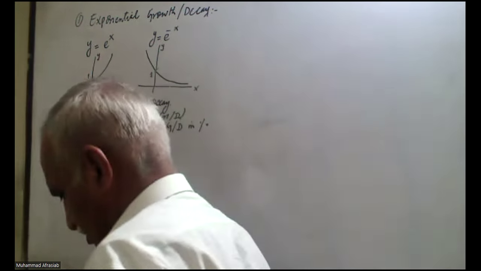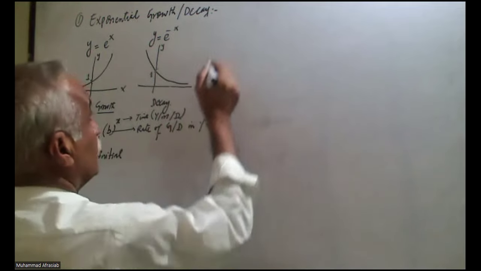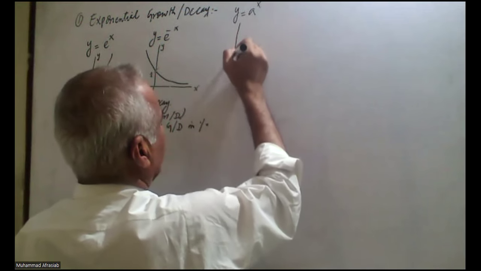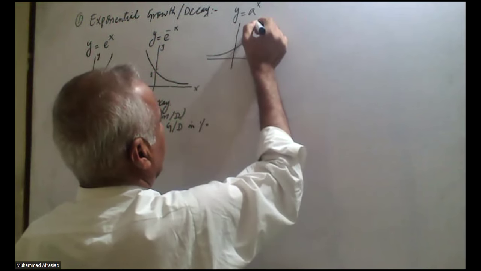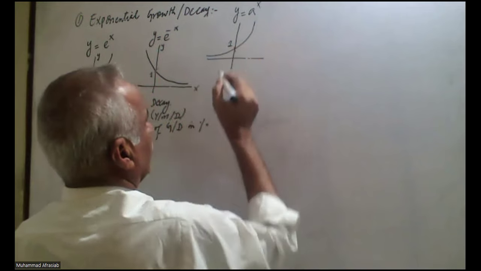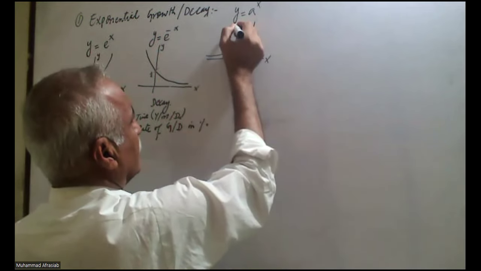There is a third assignment on exponential growth and decay. Now we know one thing again: if y is equal to a^x, then this is the graph of that, which is passing through 1, where this is x and this is y.